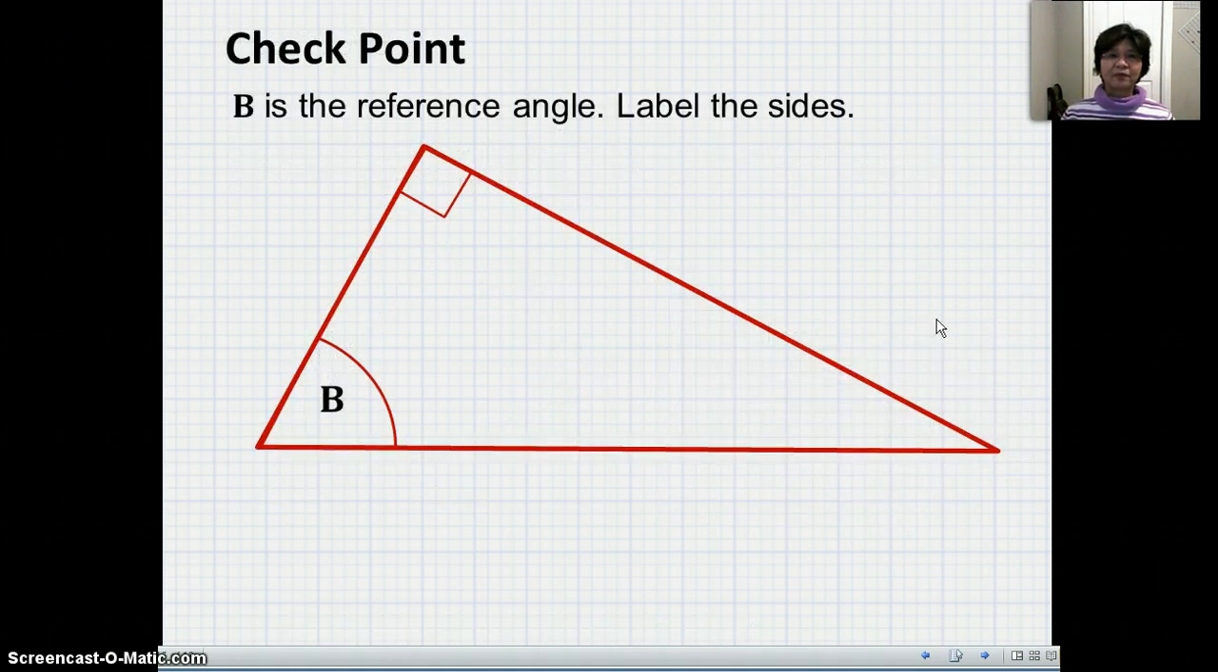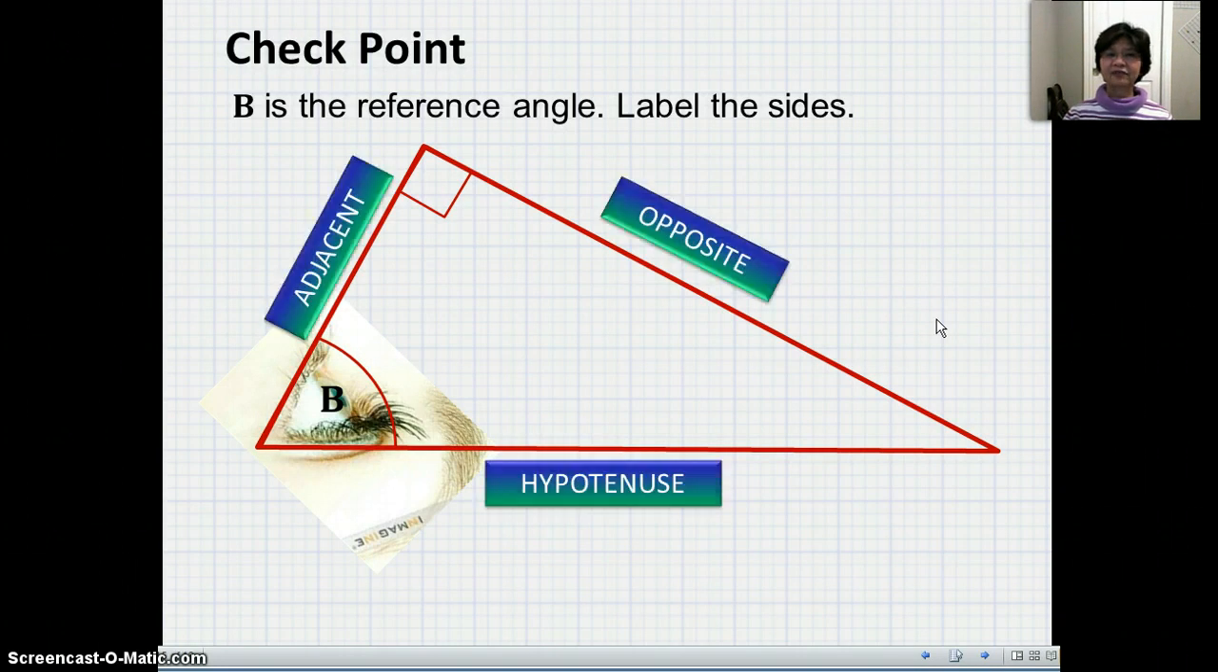So last example. Let's say B is the reference angle. Label the sides of the right triangle. You superimpose an eye, eyelid on the longer side. So we have all the answers. Hypotenuse, where the eyelid is. Opposite is where the eye is looking at. Adjacent is the bottom of the eye.